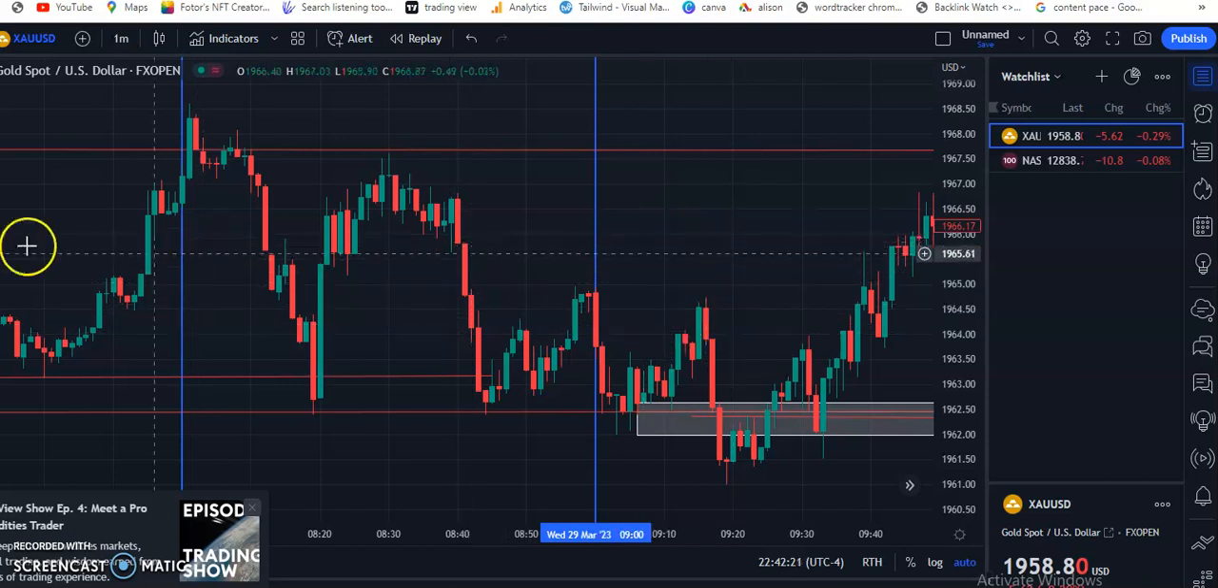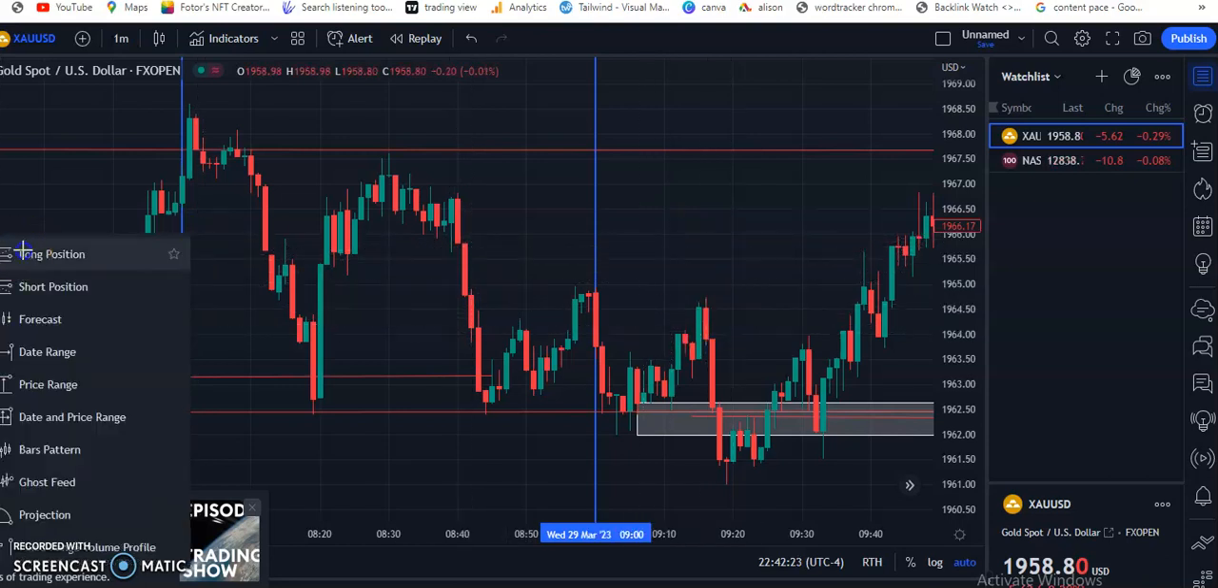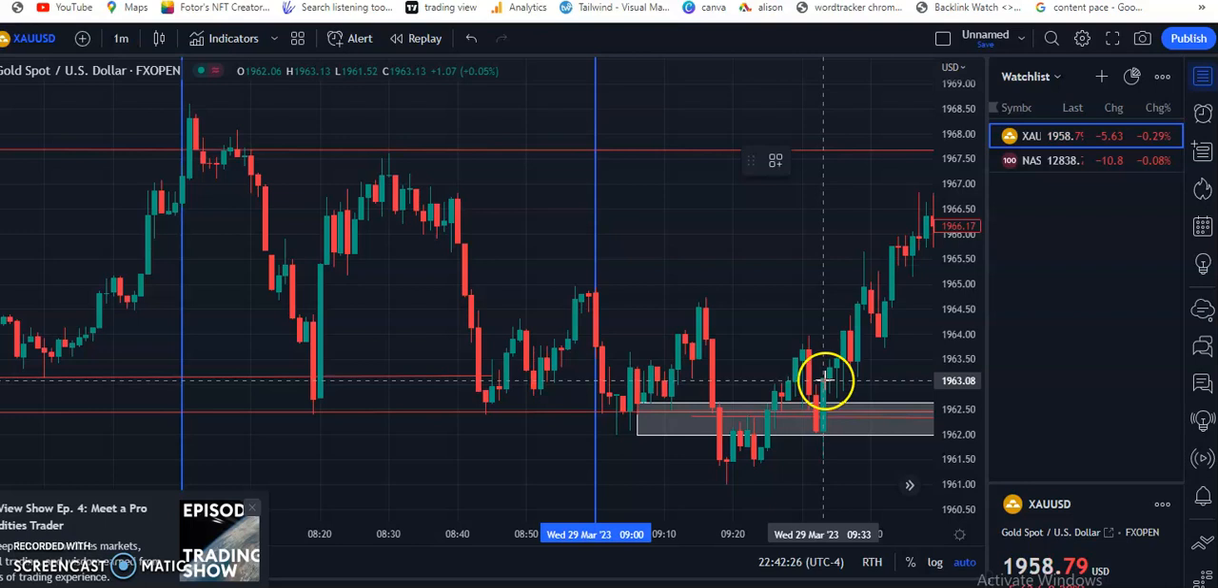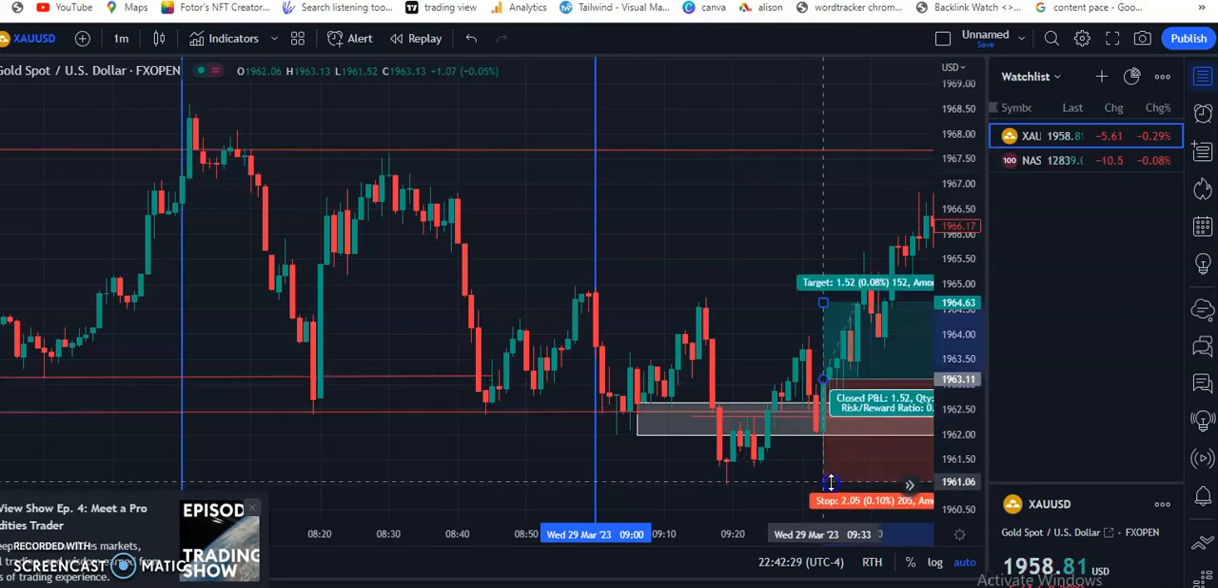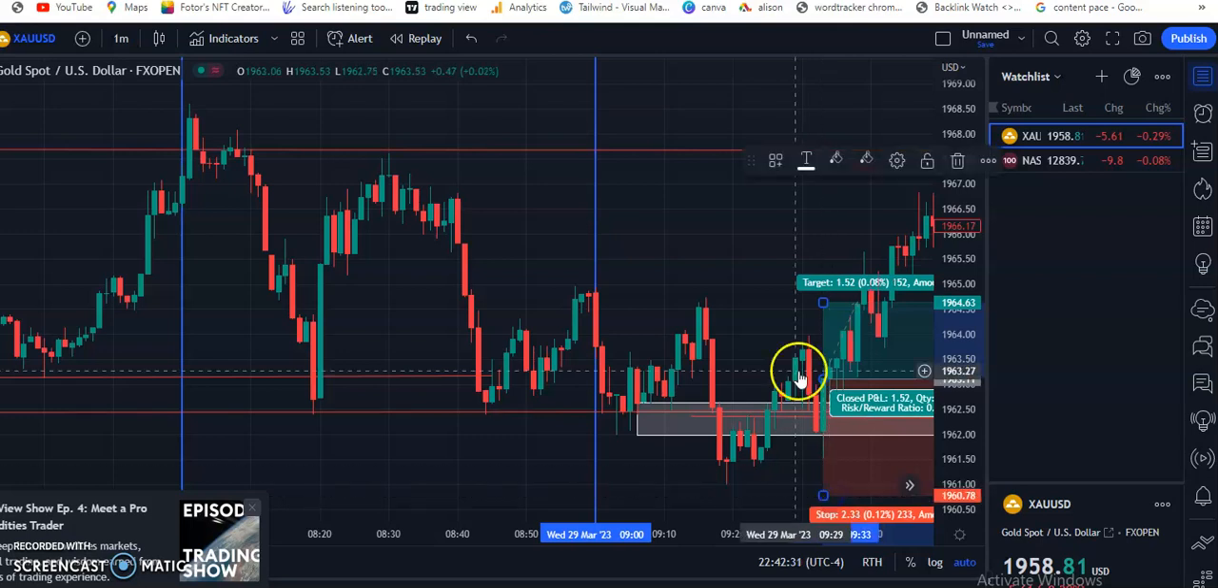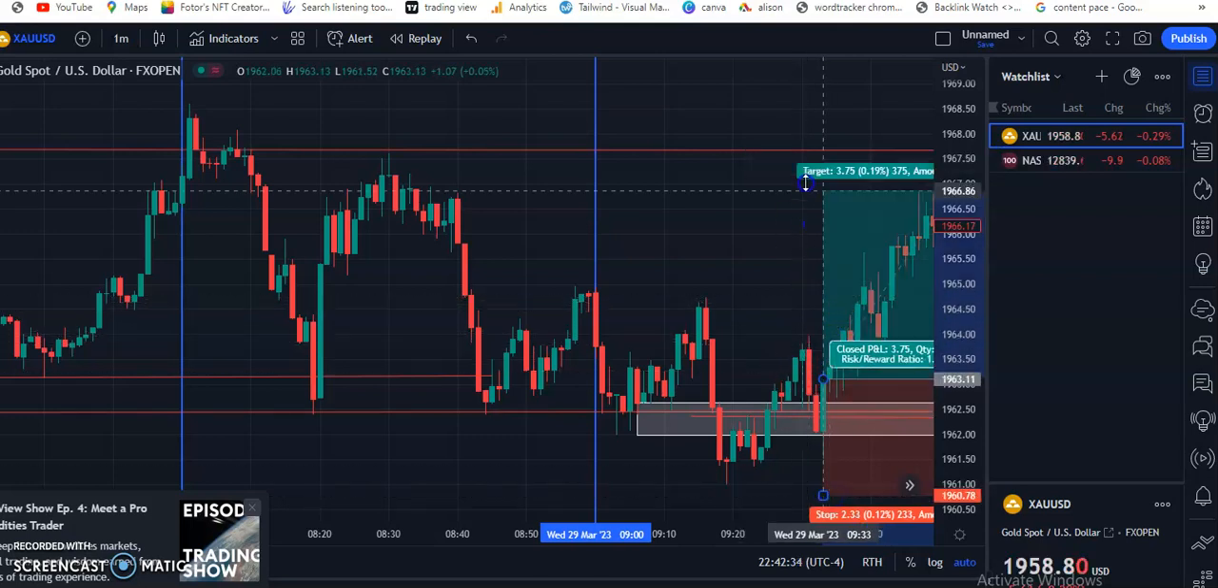So this was our entry. As you can see, at the end of this engulfment, that was our entry, our stop loss below the low, and our 50 pip target.